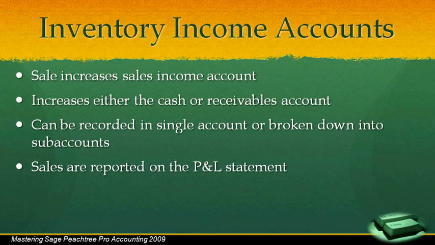These types of transactions can be recorded in a single account or broken down into sub-accounts. Now I could have part cash and part receivables, but this also means that I can keep detailed accounts. For example, in what I do, I keep track of what types of things I have as far as income when it comes to classroom training versus private training versus consulting versus instructional design. They're all income, but I break them down into different types so I can track what we're making and from which type of service. Sales are also reported on the P&L statement.